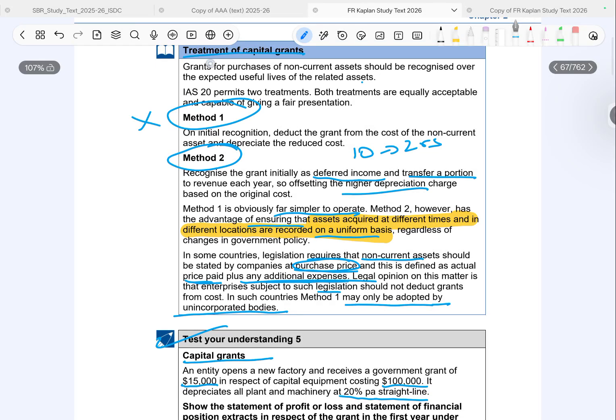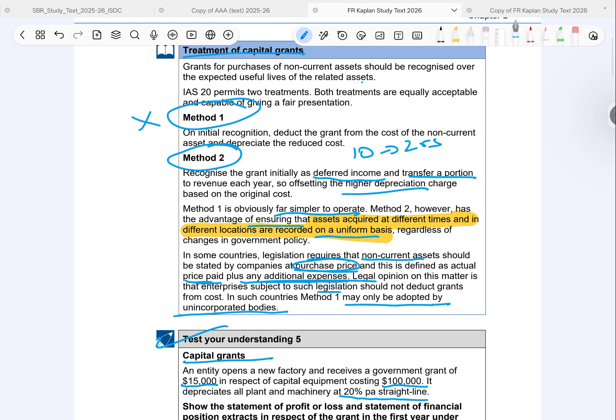So let's read about the treatment of capital grants. Grants for purchases of non-current assets should be recognized over the expected useful life of the related assets. IAS 20 permits two treatments. Both treatments are equally acceptable and capable of giving a fair presentation. Just the two methods above which we talked about. On initial recognition in method 1, deduct the grant from the cost of the non-current asset and depreciate the reduced cost. In the second method, recognize a grant initially as deferred income and transfer a portion to revenue each year, so offsetting the higher depreciation charge based on the original cost.